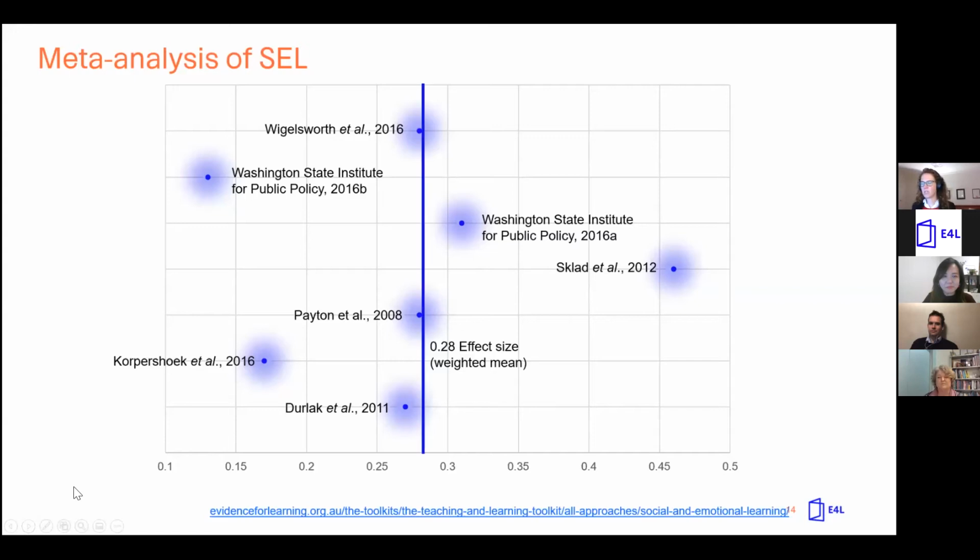If we have a look, what's our mean weighted effect size? That's 0.28, and then we've translated that into additional 4 months of learning for every 12 months in the school. So that's just giving you an idea of the range of different effect sizes. I'm not going to talk to the individual studies. Pauline will touch on some of those very, very soon.